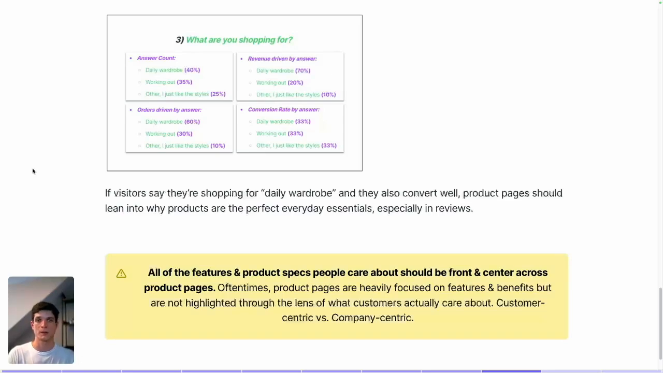Oftentimes companies are too close to their own process to understand what they think is beneficial about the product versus what customers are experiencing with the product. And so this is the argument about company centricity versus customer centricity.